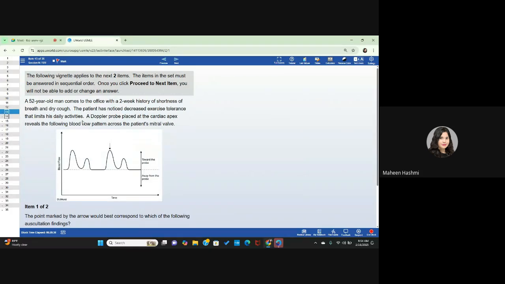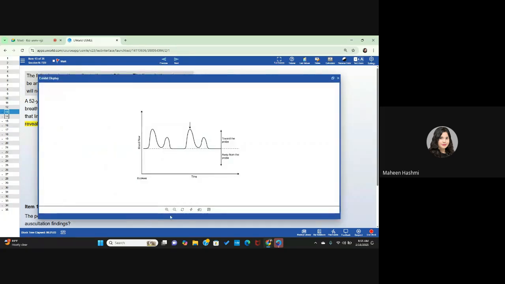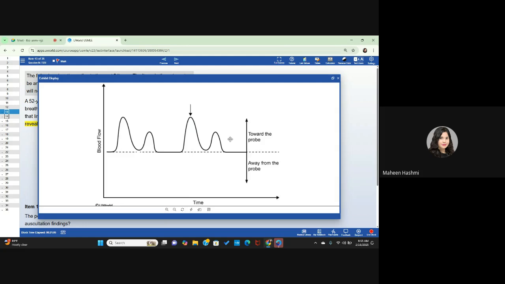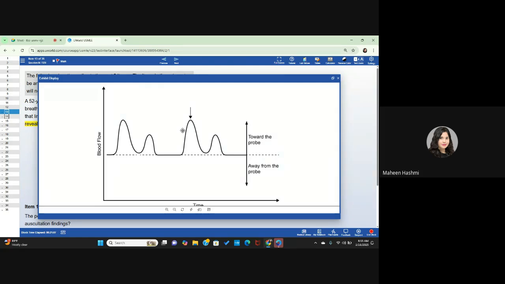So a Doppler probe placed at the cardiac apex reveals the following blood flow patterns across the patient's mitral valve. The point marked by the arrow would best correspond to which of the following auscultation findings? There is this 52-year-old man who comes to the office with a 2-week history of shortness of breath and dry cough. The patient has noticed decreased exercise tolerance that limits his daily activities. All right, so over here, what's happening?